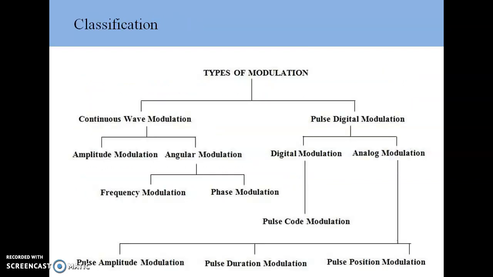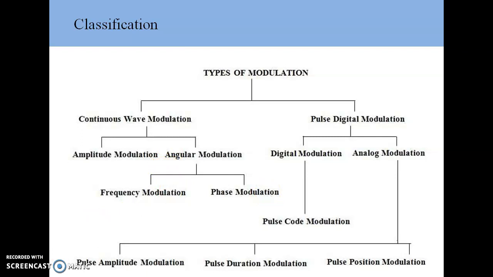Now let us see what are the different types of modulation. So we have continuous wave modulation and pulse digital modulation. In continuous wave modulation, again we have amplitude modulation and angular modulation. Angular modulation again can be classified as frequency modulation and phase modulation.